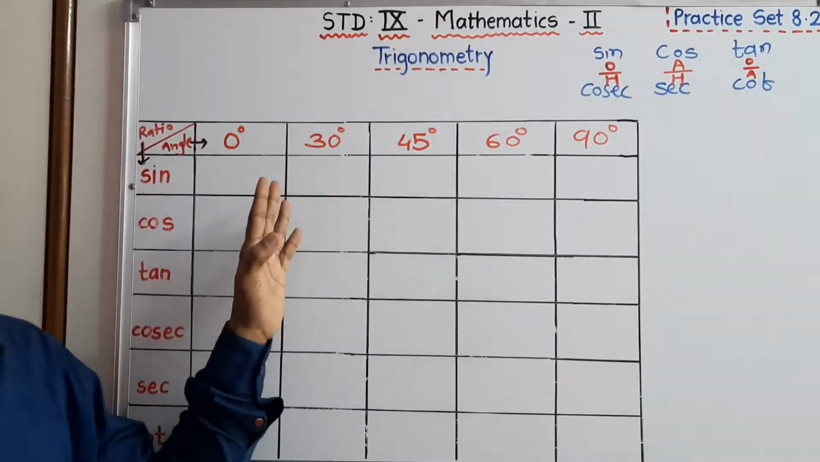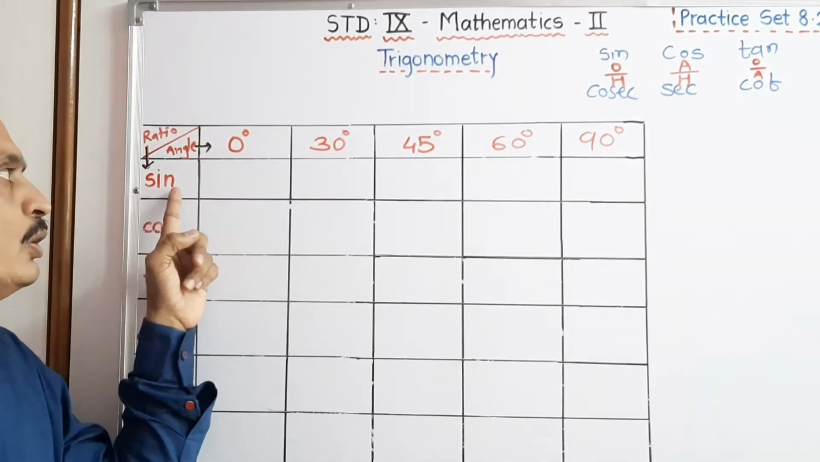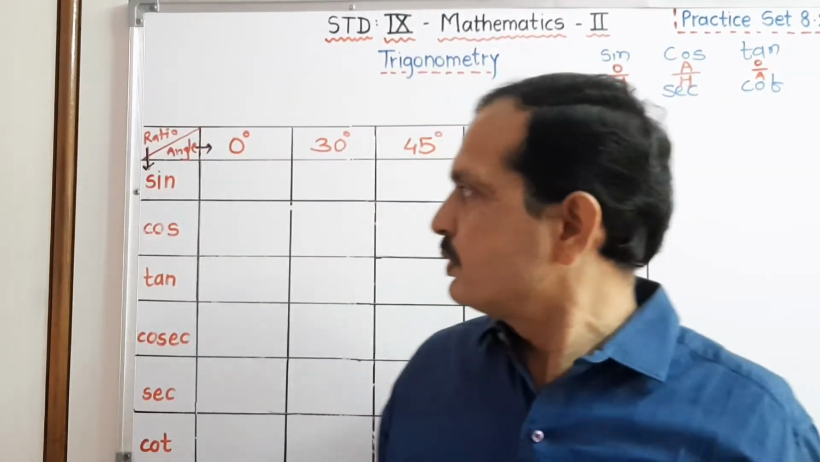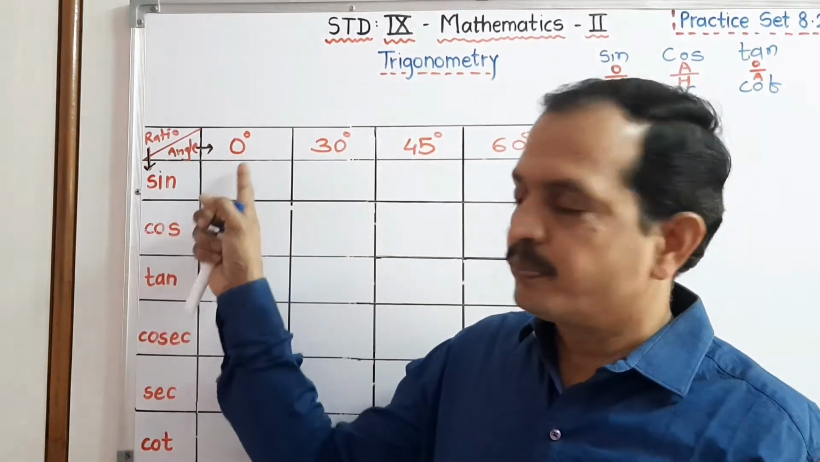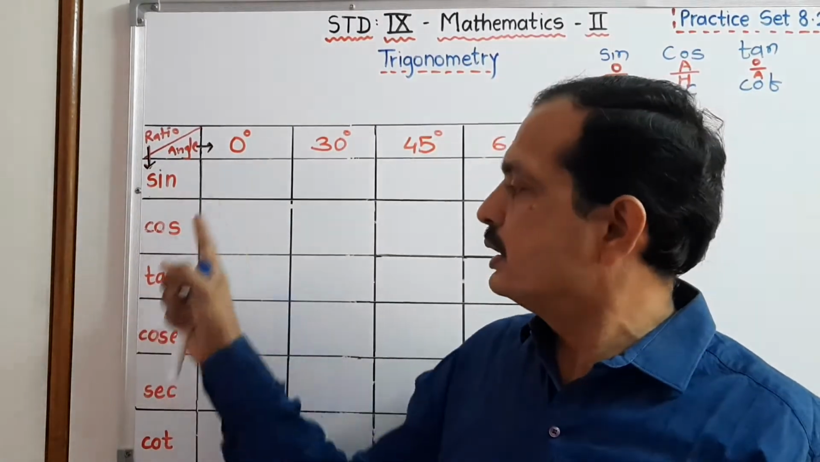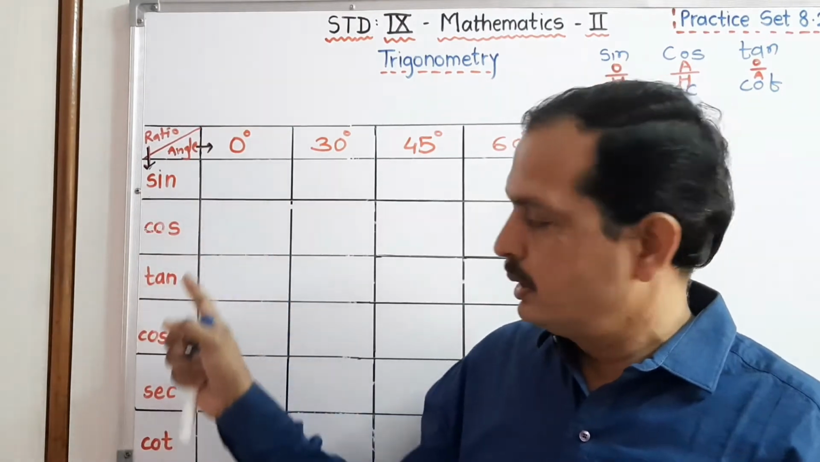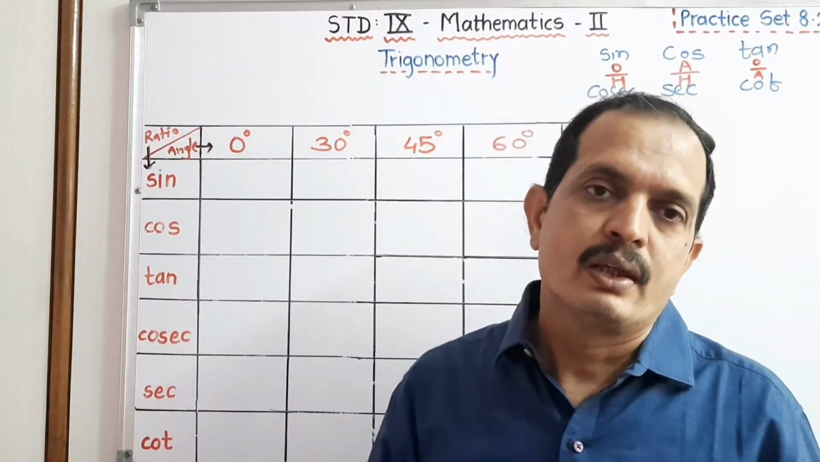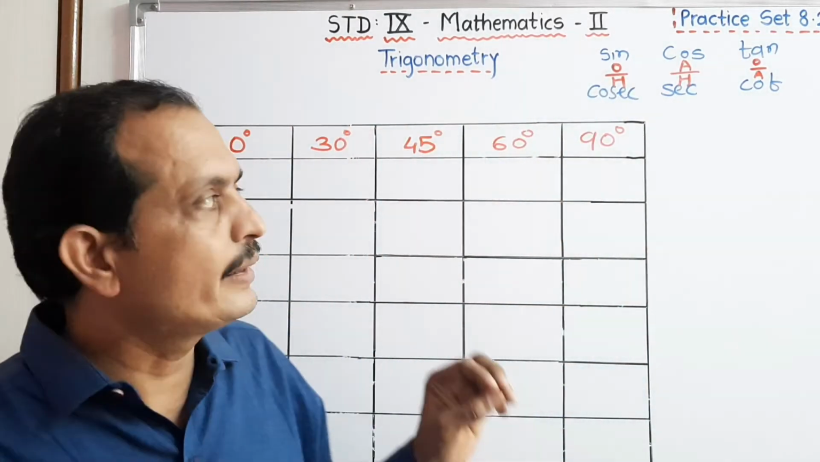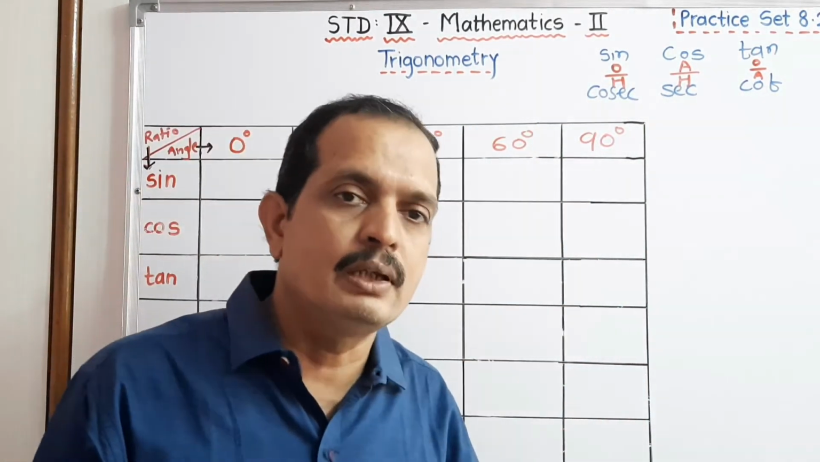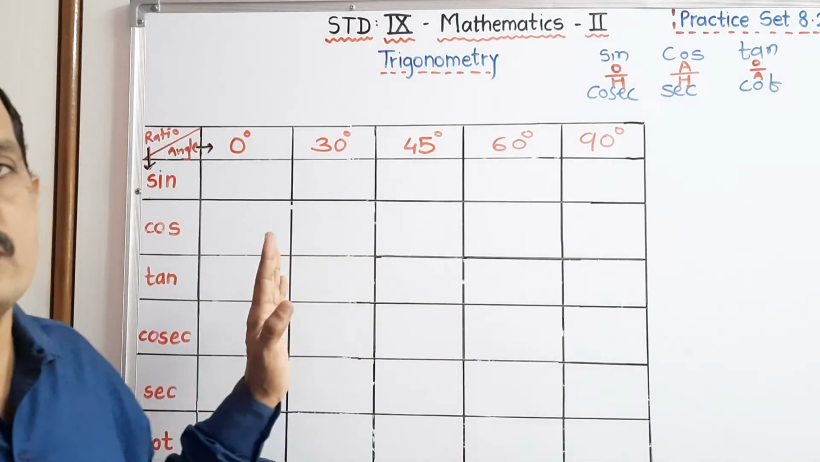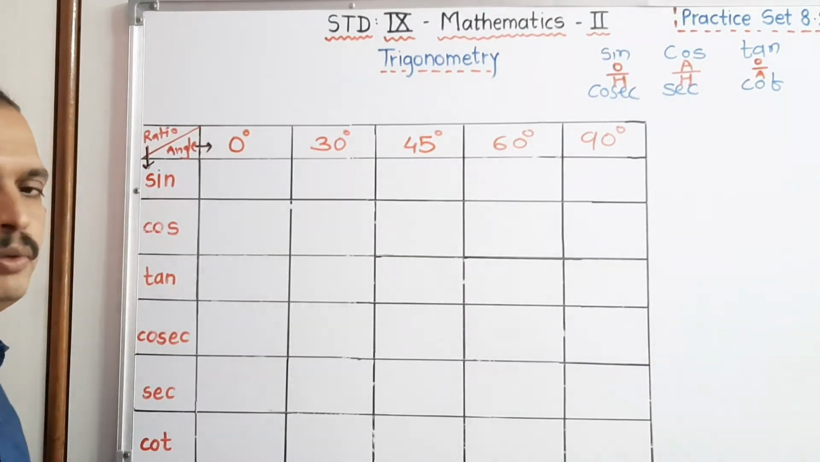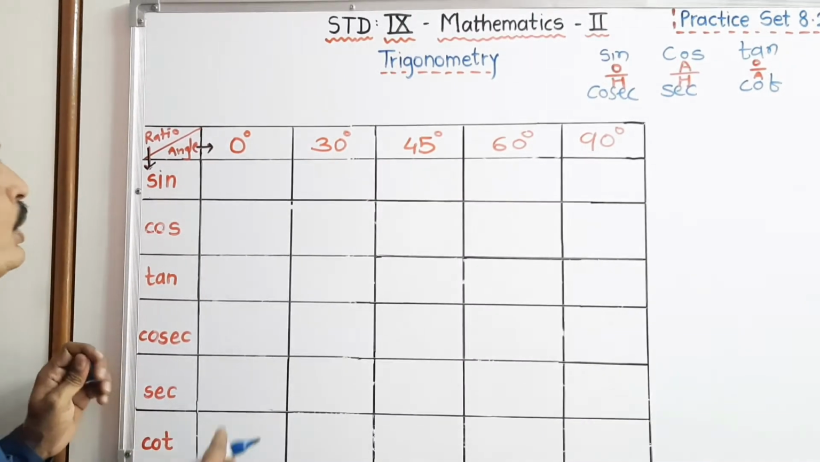That means we have to find out the value of sine 0 degree, value of cos 0 degree, tan 0 degree, cosec 0 degree, sec 0 degree or cot 0 degree. It is a simple one trick how to complete this table and how to remember this. This is important. Therefore, before going to find out the values, what we have to do?